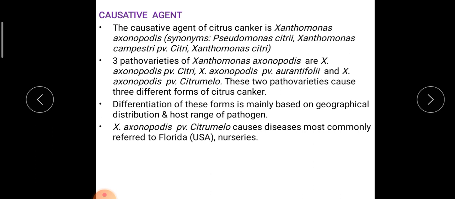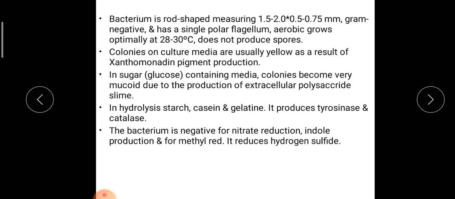These are 3 pathovarieties, and these last two pathovarieties cause 3 different types of citrus canker, which you are going to study by yourself. The chart is given in your book. Differentiation of these forms is mainly based on the geographical distribution and host range of the pathogen. Xanthomonas axonopodis pv. citrumelo causes disease most commonly referred to in Florida, USA nurseries.